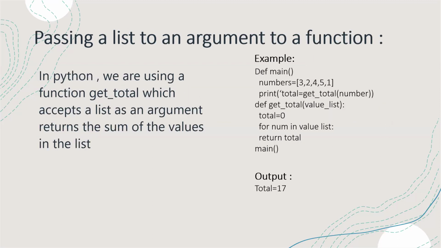Next, passing a list as an argument to a function. In Python, we are using a function get total, which accepts a list as an argument and returns the sum of the values in the list. Here we can send any data type of argument to a function, that is string, number, list, dictionary, etc., and it will be treated as the same data type inside the function. Here this is the example. We have to give some numbers and we have to print the total is equal to get total of numbers. We have to add these numbers and the output will be the total.